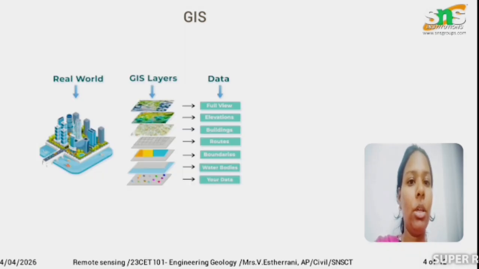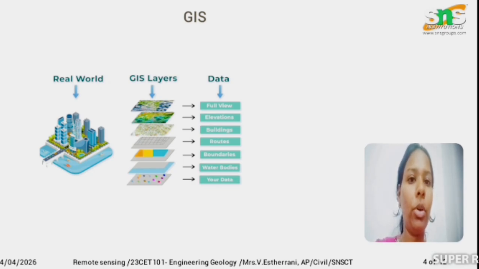Next one, this is the GIS. The real world looks like this in the first one, where the GIS layers may be overlaying layers. Next one is the data, where the full view of the area is given. Next is the elevation. Next are the buildings. Next are the routes, then the boundaries and water bodies, and the data is the final output of the GIS. These are the steps involved in the geographical information system.